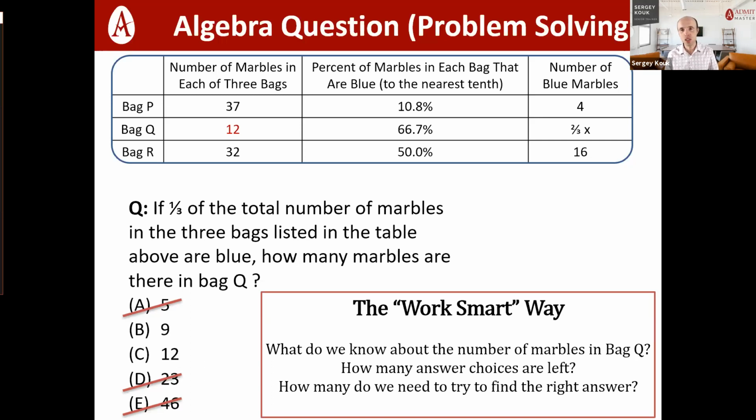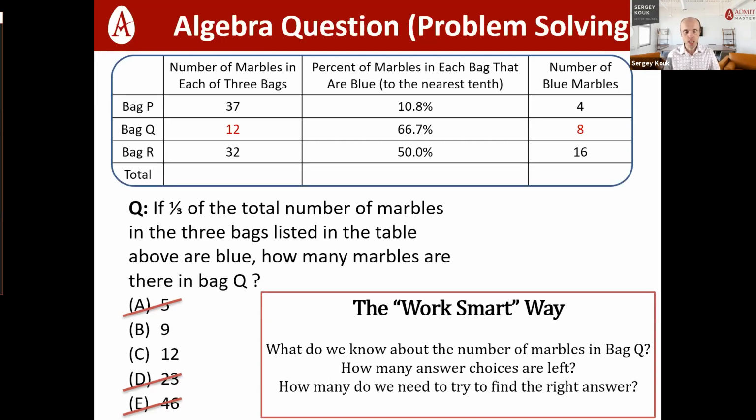So if this is 12, look at the chart above, then 2/3 of 12 is 8. And now I can calculate the totals. The total of all of these marbles is going to be 81, 37 plus 12 plus 32. And the total blue is going to be 28. Let me ask you a question. Is 28 1/3 of 81? Yes or no?